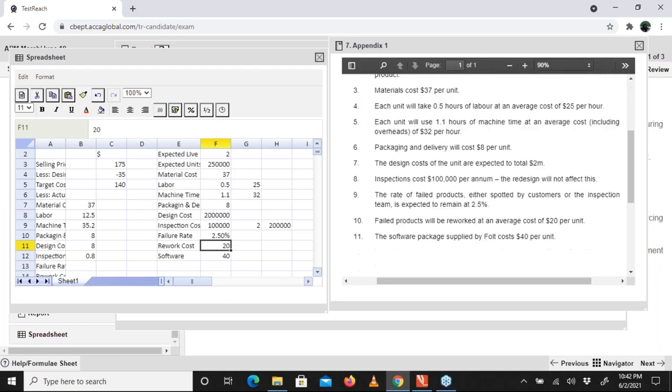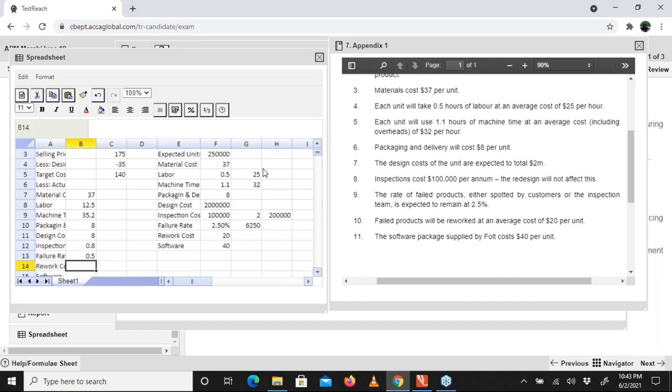So the failure rate is 2.5%. The number of units which are going to fail is 6250. The rework cost per unit is 20. So you're going to say these failure units multiplied by the rework cost per unit, divided by 250,000 units. Why? Because I'm going to split it over 250,000 units. So I should mention it as rework cost.